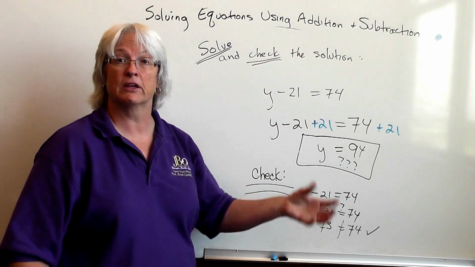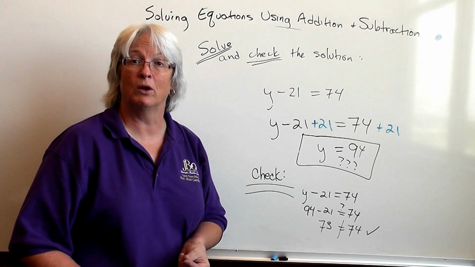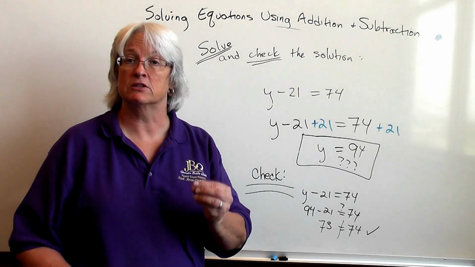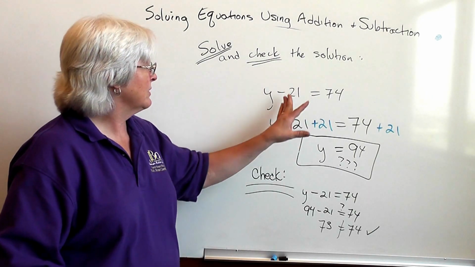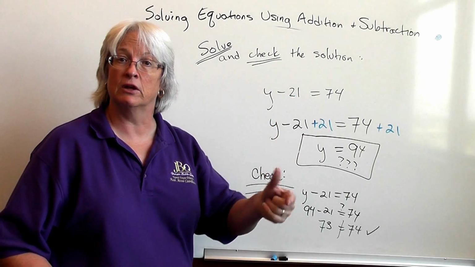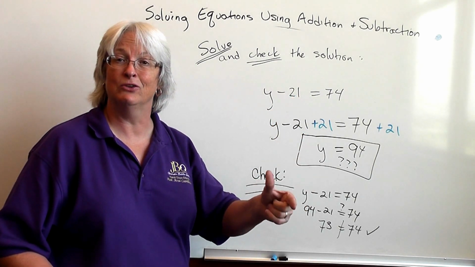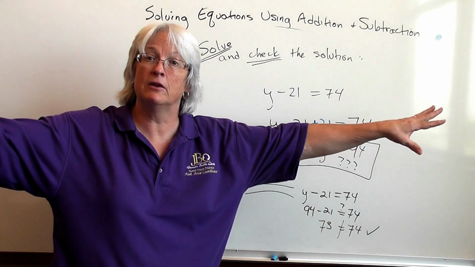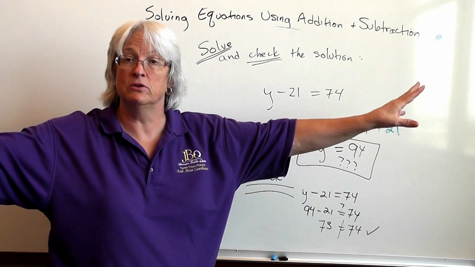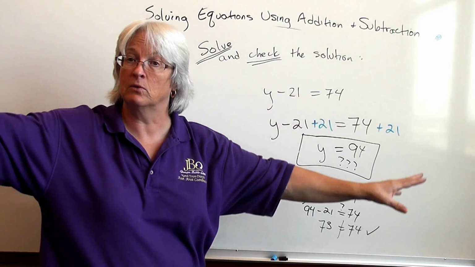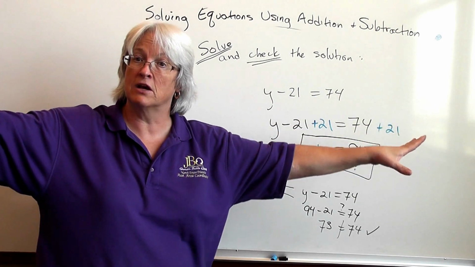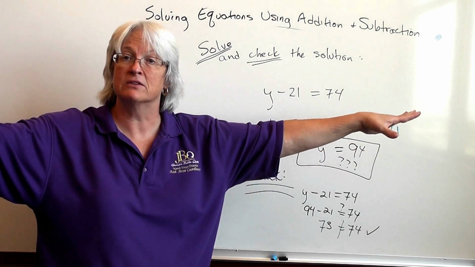So that's what we're learning. That's what we're going to be practicing on section 1.4, solving equations using addition and subtraction. We're remembering that subtraction and addition are inverse operations, and they undo one another. We're also remembering that equations remain in balance as long as you do the same thing on both sides of the equation. If we add 15 to the left side, we add 15 to the right side of the equation, and it remains in balance.